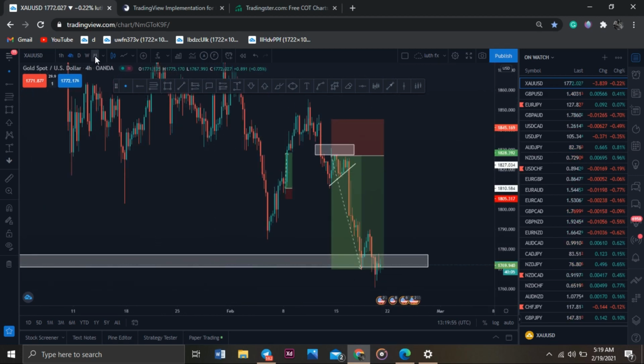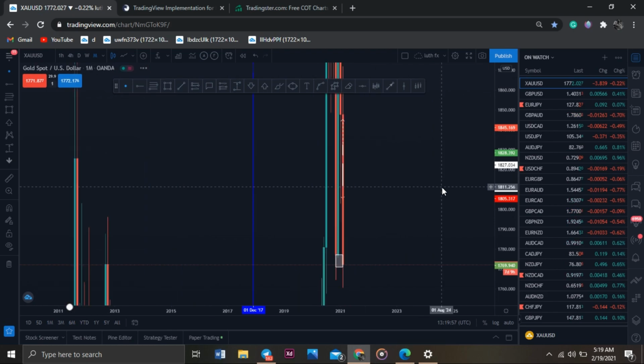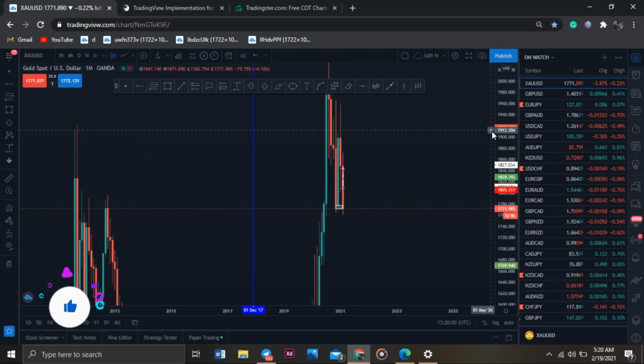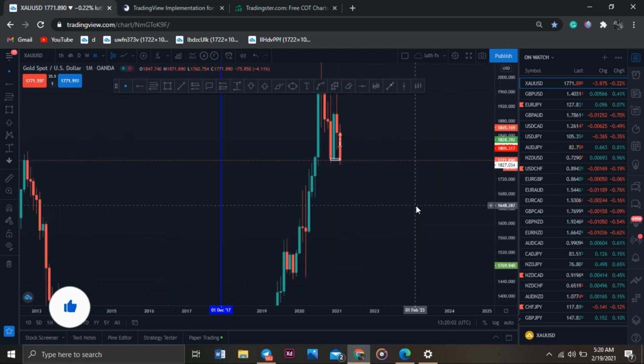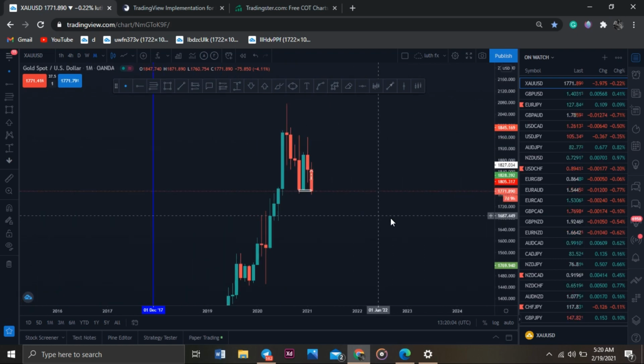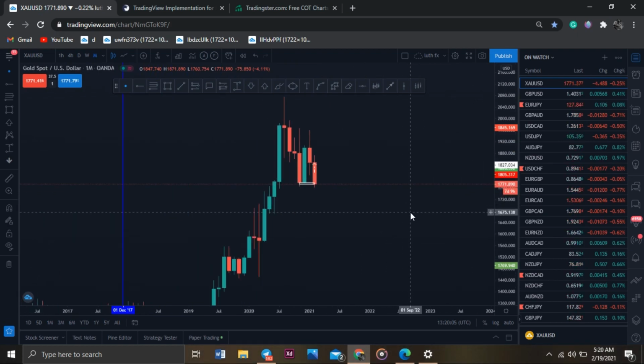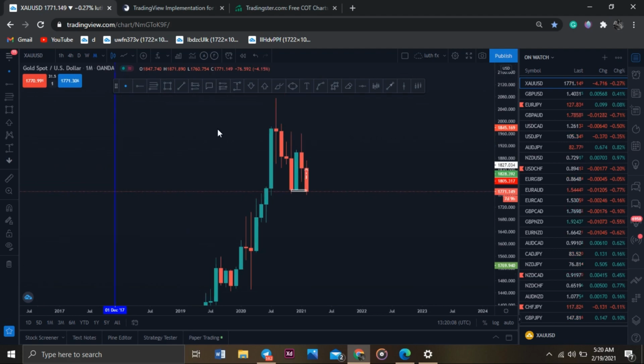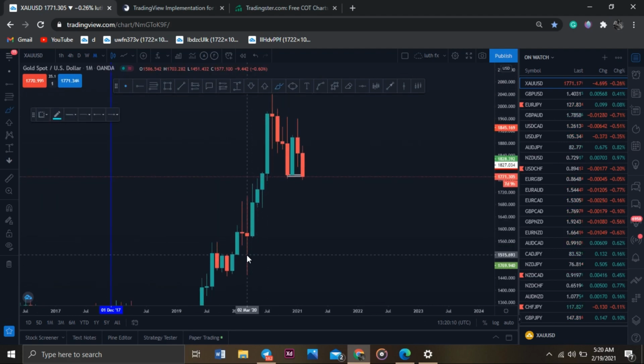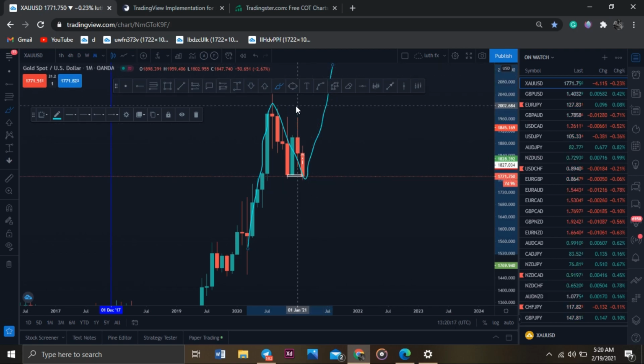So let me just start on the monthly time frame, do a quick top-down analysis with you, so that you also get to see how I actually anticipated this move. Okay, so on the monthly time frame, what we can see is an impulse correction, and from here we are expecting another impulse.